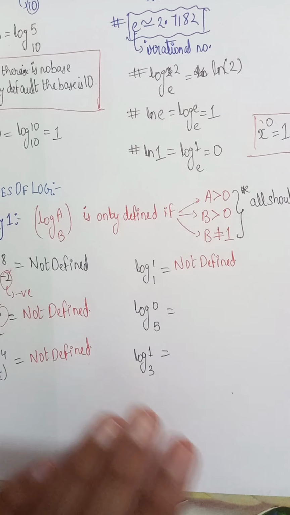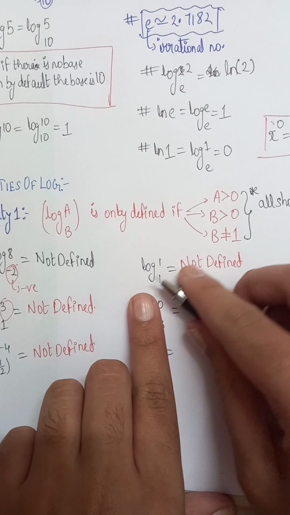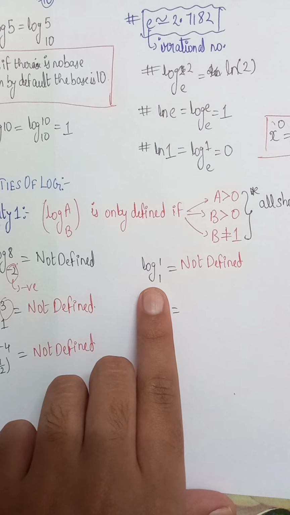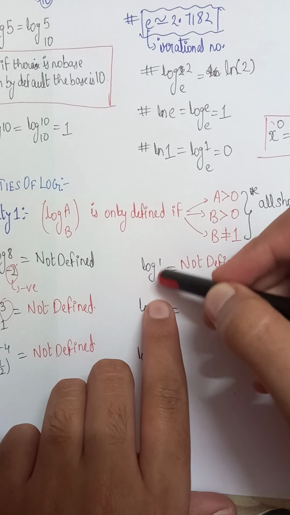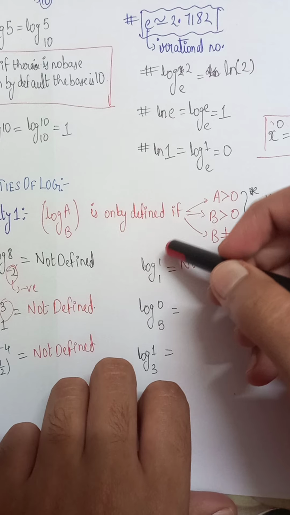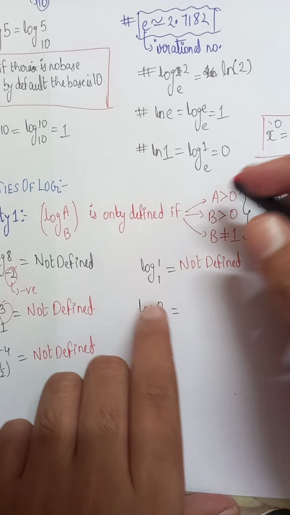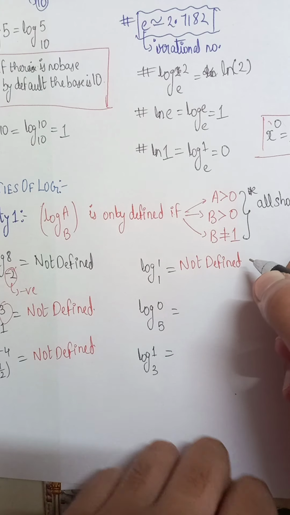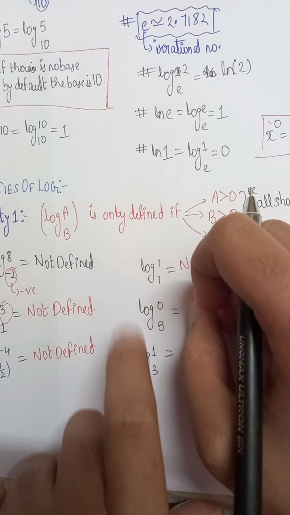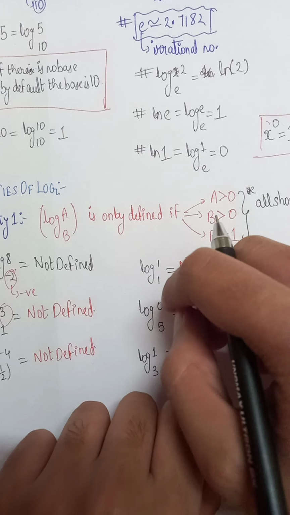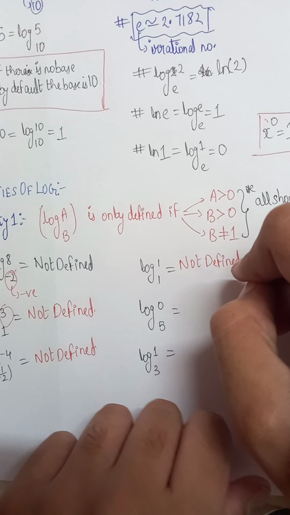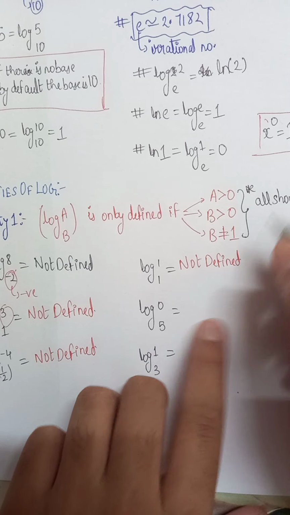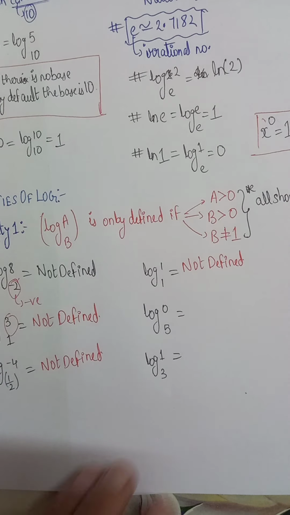Some people may get the doubt that if you keep the power of 1, you get 1, so the answer will be 1. But that's not the case actually. See, if I ask you, 1 power 1000 is also 1, no? So why not write the answer as 1000 also, no? That's why it's not defined, okay?